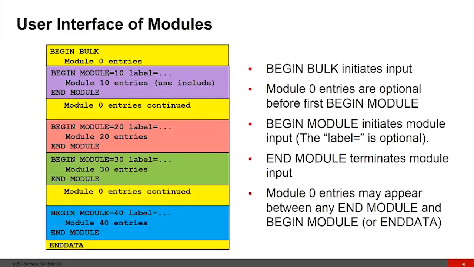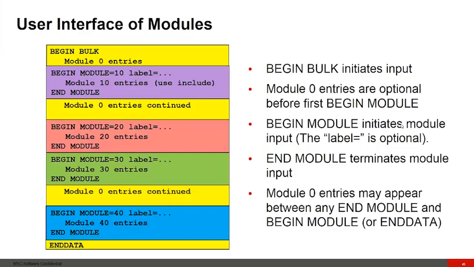Module 0 entries are optional, and they can go before the first begin module. And you can see here, we have color-coded each module for you. You see how the module 0 can go anywhere in the model, and it doesn't have to be just by itself, as long as it is included under begin bulk. But in general, to keep track, it's easier to have the entries related to each module separated in your input file, so you can categorize for each module.